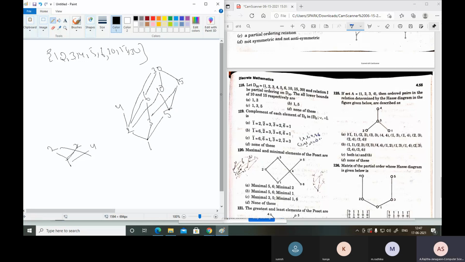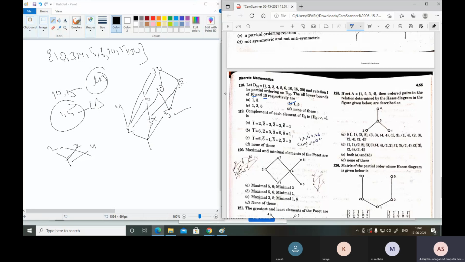So for finding the bounds for 10 and 15, we can observe the lower bounds of this 10 and 15. You can observe here both 10 and 15 are divided by 5. But 10 is not divided by 3, only 15 is divided, so that we are not taking as a lower bound of these two. Only the commonly dividing one, so that's why only 5. The next, this 5 is divided by 1, so that is 1, 5. These are the lower bounds.